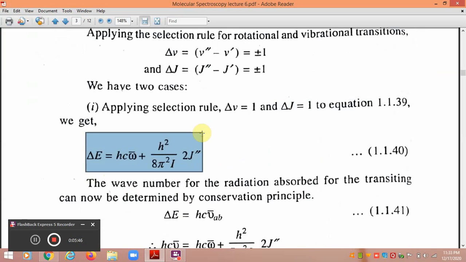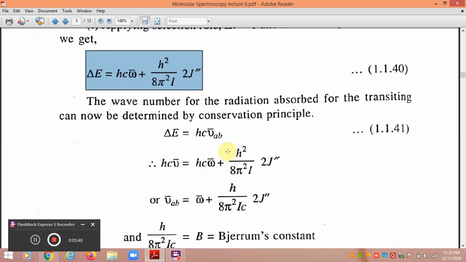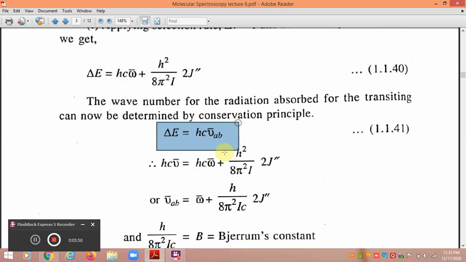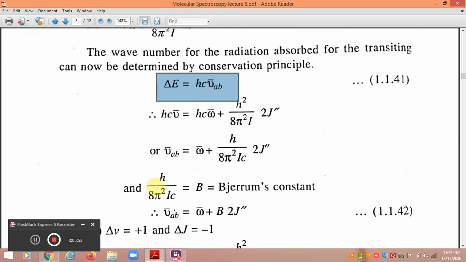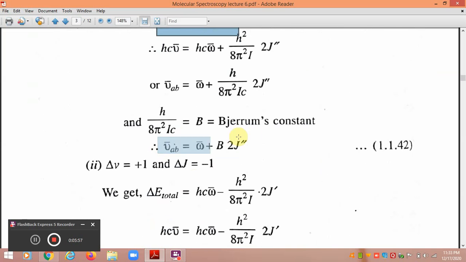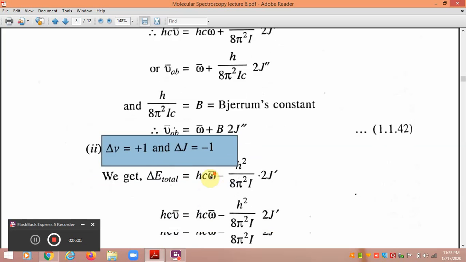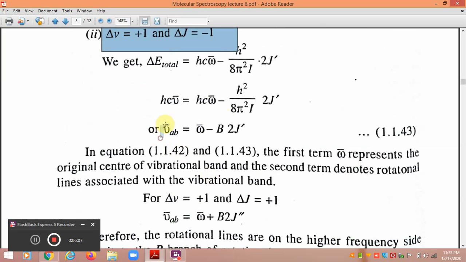And according to Planck's quantization of energy, delta V is equal to C into mu bar. And after simplification, which is not important for you, we will get the final frequency, that is omega bar plus 2b into G double prime. And under another condition, delta V is equal to plus 1 but delta G is equal to minus 1, again we will get another frequency, mu bar is equal to omega bar minus 2b into G single prime.